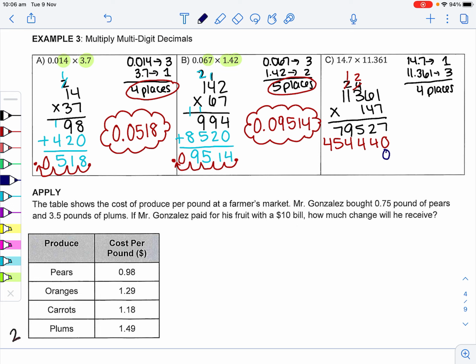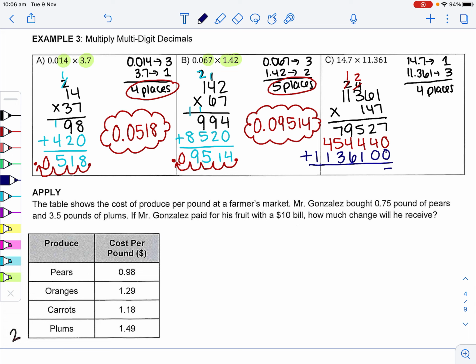Now I've got to go 2 decimal places, 1, 2, and I'm multiplying by 1. So 1 times 1 is 1, 1 times 6 is 6, 1 times 3 is 3, 1 times 1 is 1, and 1 times 1 is 1. So now I'm going to do my addition.